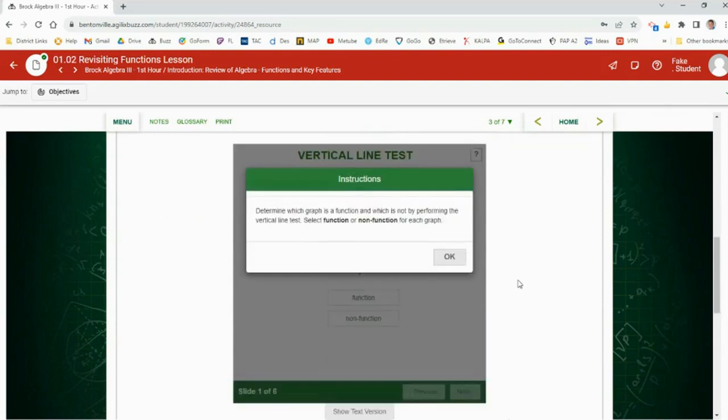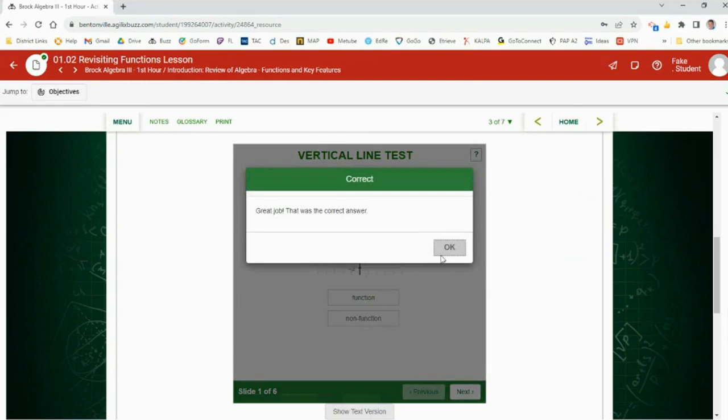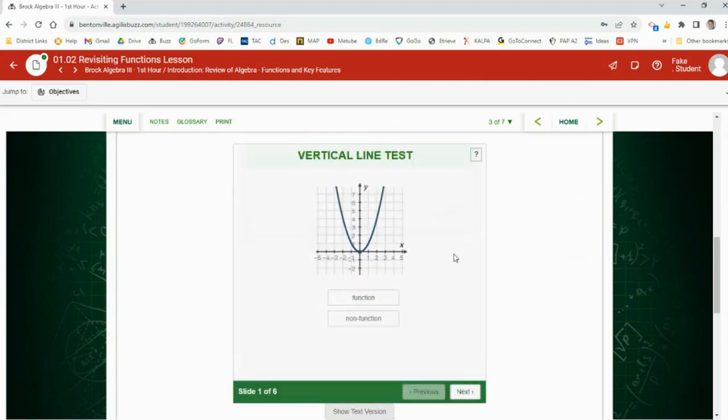Okay, let's look at this. Let's determine which of these is a function and which one's not. Is this a function, given the vertical line test? You put yes or no in the chat. Is this a function? If we draw a vertical line, will it touch this more than once? Michaela says yes, this is a function. Great job. That was the correct answer.